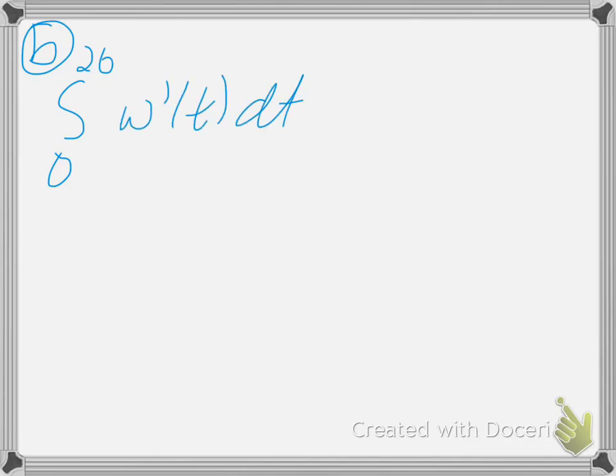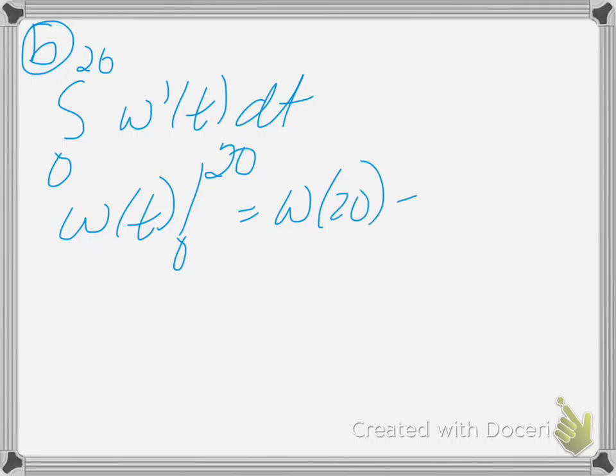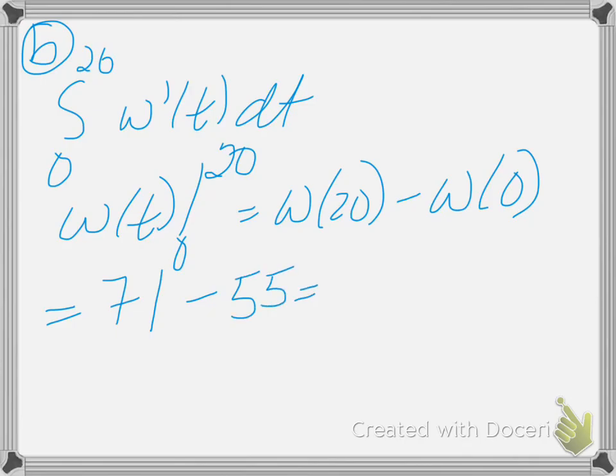Okay, let's go to B. B is saying to use the data to figure out what the integral from 0 to 20 of W prime of T dt is. If you take the antiderivative, you're just going to get W of T as it goes from 0 to 20. First you put in 20, and then you put in 0. Looking at the chart, W of 20 is 71, and W of 0 is 55. If you subtract that, you get 16 degrees Fahrenheit. The question says use the data to evaluate this integral, so that's the answer for that.